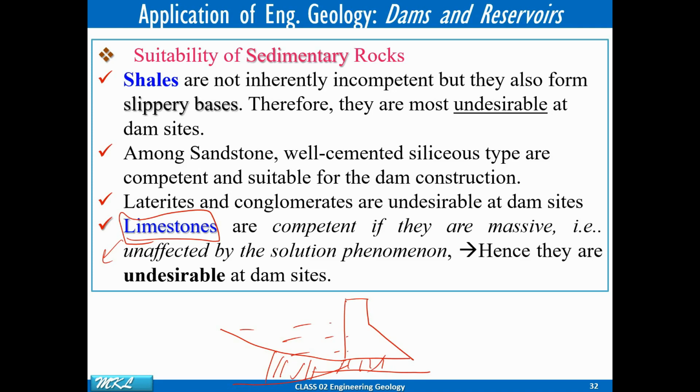So limestones are competent strength wise, but due to the chemical reaction with the water, because it's a calcium carbonate, it becomes an undesirable rock at the dam site. So you shouldn't consider limestone, laterites or conglomerates. You can go with the sandstone. Shales, I'll suggest you not to consider. If you find sandstone, it's okay. If you don't find sandstone, you should not select that site, or you have to take some remedial measures. And let me tell you, when you take remedial measures, it will cost you over your budget.